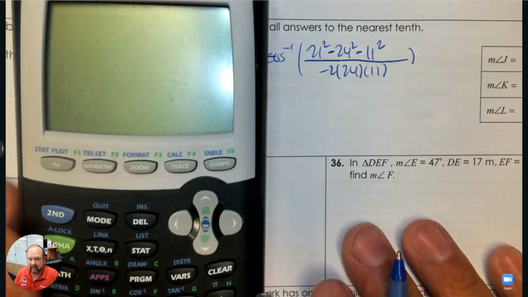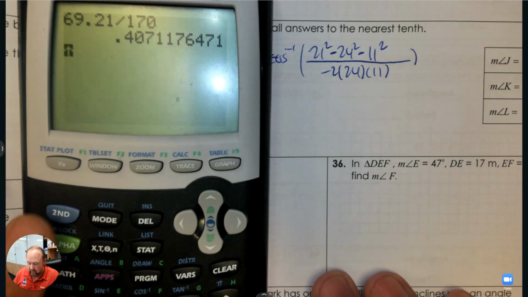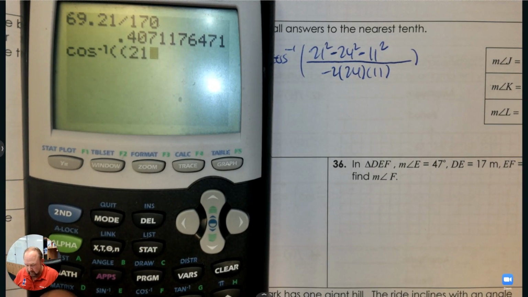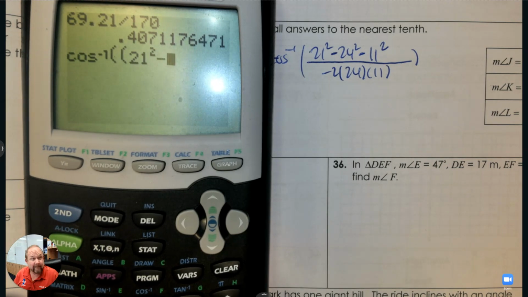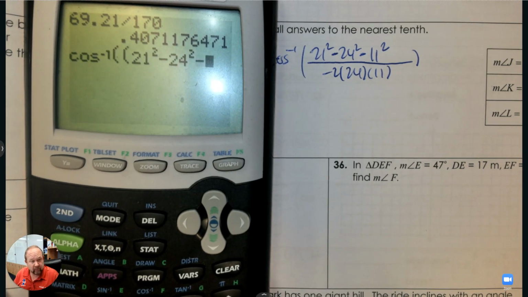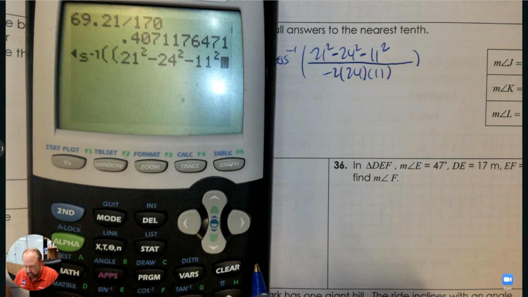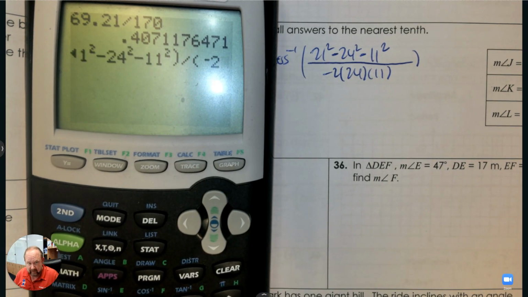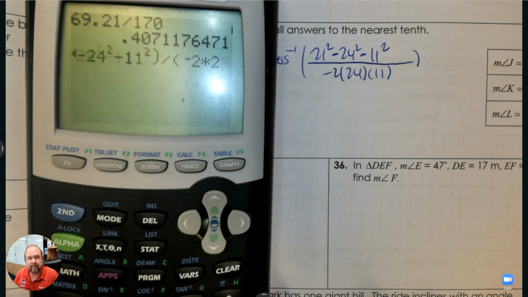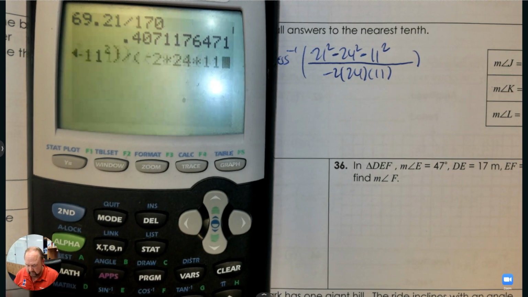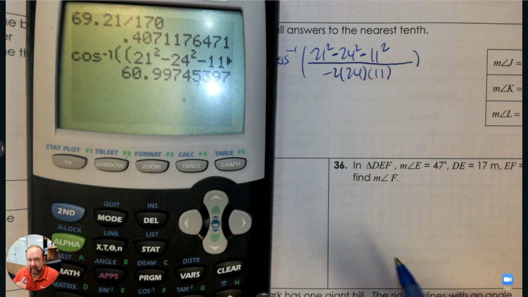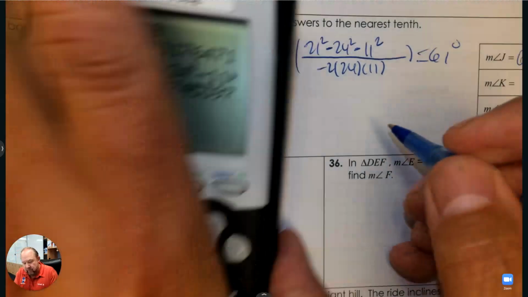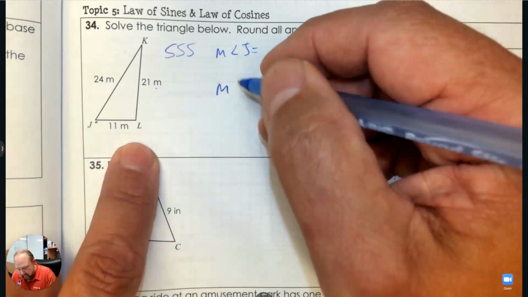This is what it would look like in the calculator. So you go blue button cosine, 2 parentheses, and then start typing. So 21 squared subtract 24 squared subtract 11 squared, divide, then another parentheses, then -2, not subtract, -2 times 24 times 11, close it twice, and then you get 61 degrees. That's J. I need to do it again for another letter, L.